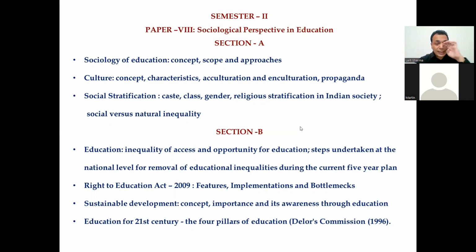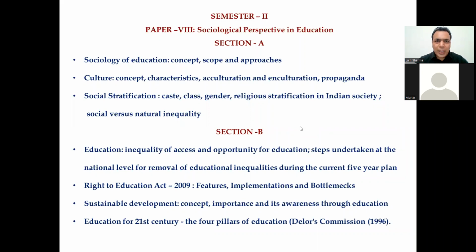And in section B, section B talks about inequality of access and opportunity for education, and steps undertaken at the national level for removal of educational inequalities during the current 5-year plan. The first topic of section B talks about inequality. There are basically two things, guys: first is equality and second is equity.